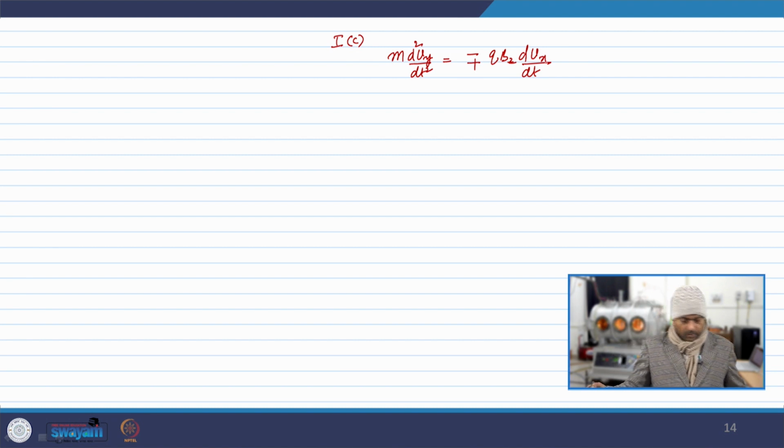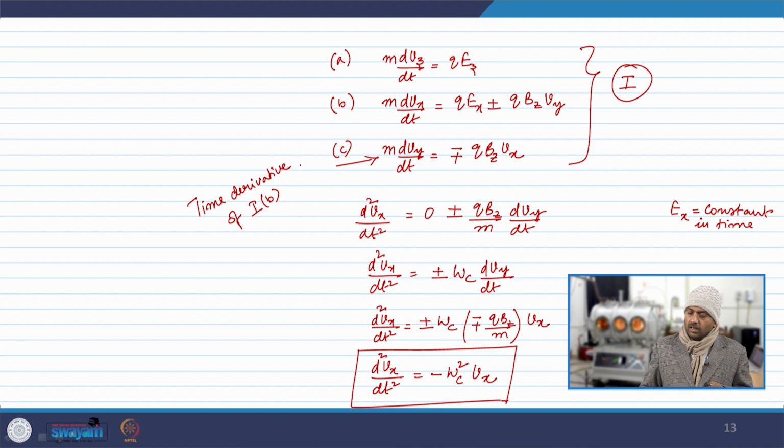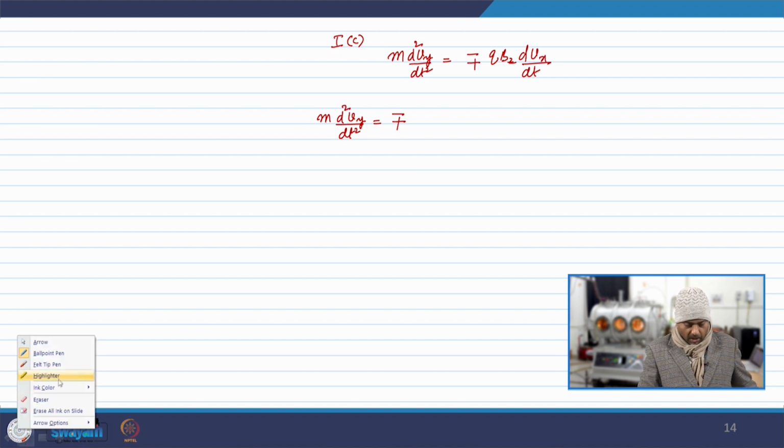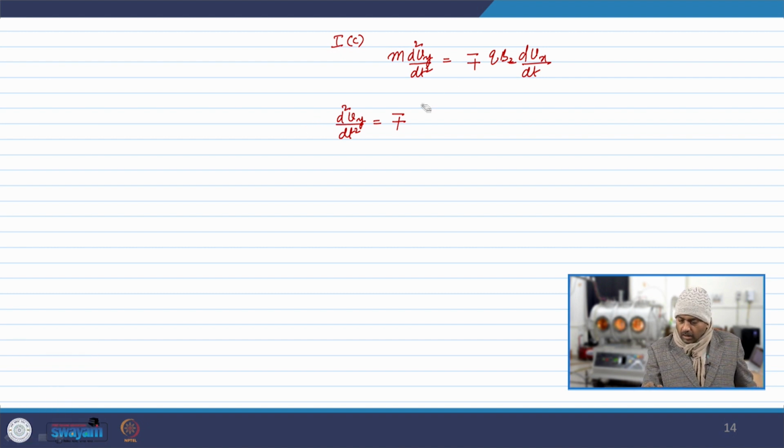Right, this is what we have. So we have to now substitute dVx by dt from Roman 1b. Okay, we will do that. m d square Vy by dt square is equal to minus plus, or rather what I'll do is I'll take this mass onto the other side and I write q Bz by m, just one step for the sake of clarity, right.